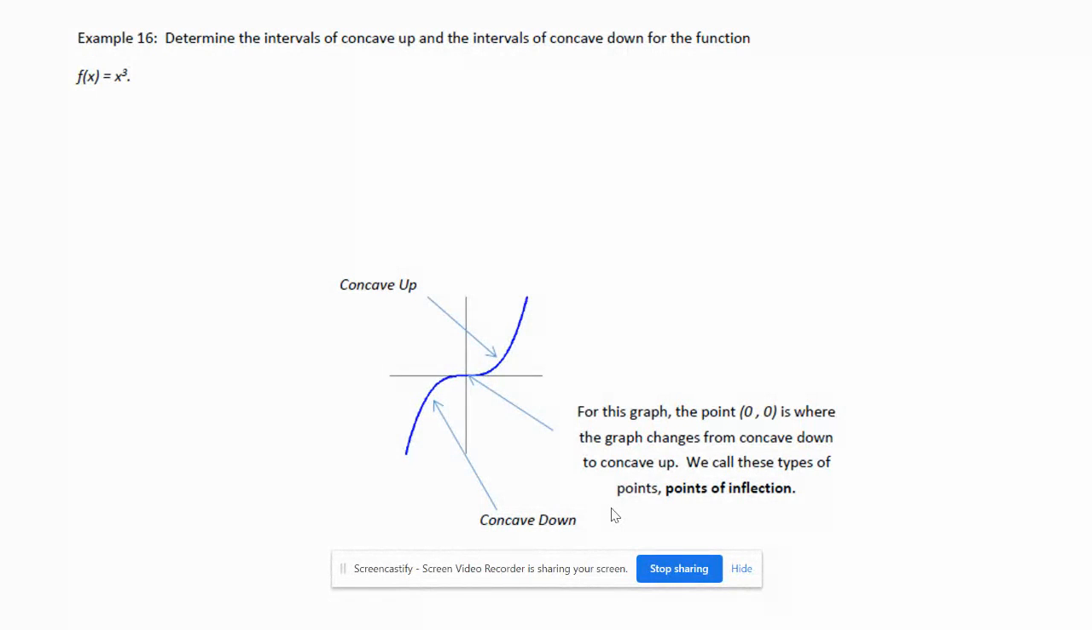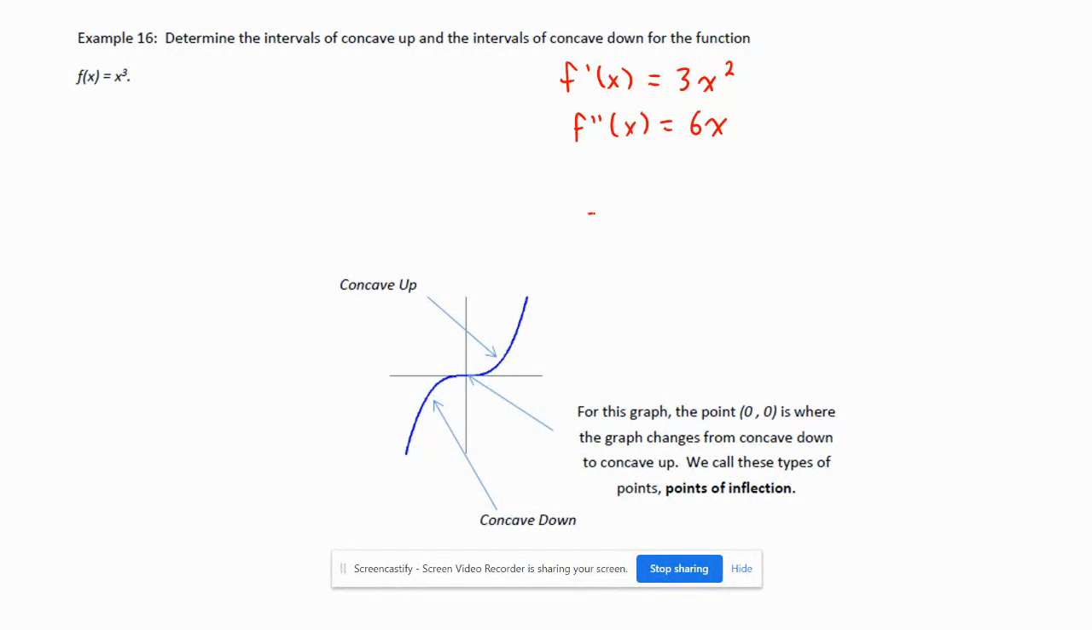Example 16: determine the intervals of concave up and the intervals of concave down. Sometimes we call this the intervals of concavity for the function f of x equals x cubed. First of all, our first derivative is 3x squared, and then our second derivative is going to be 6x. I'm just taking the 2 comes down times 3 is 6. Second derivative is 6x.